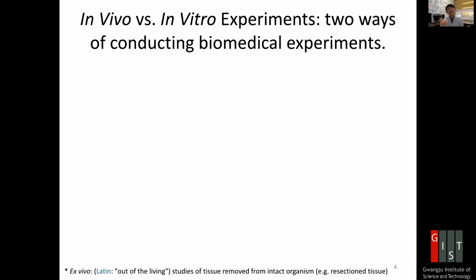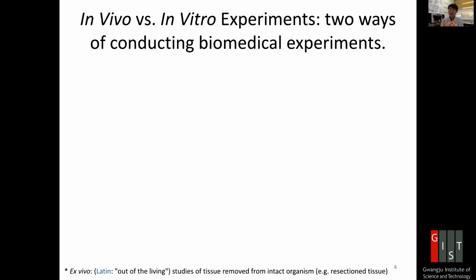So we can grow a human tumor in the mouse, which is more likely to be closer to the real human body. Then we give the drug to the mouse and see if the drug will slow down the tumor growth or even shrink the tumor. And then we try to understand what's happening. This type of study we call an in vivo study.